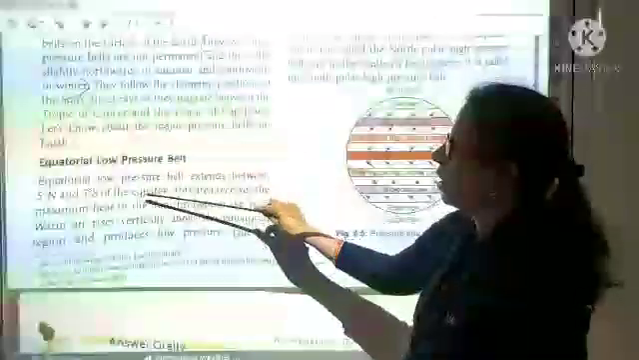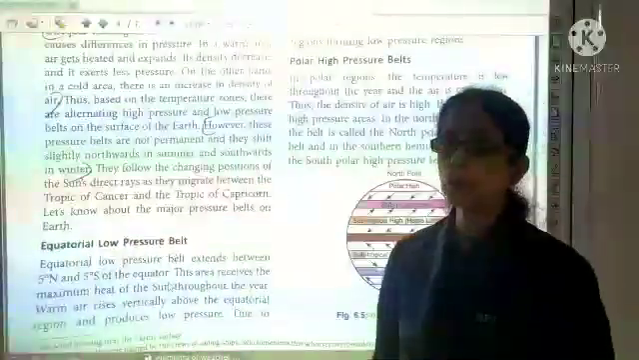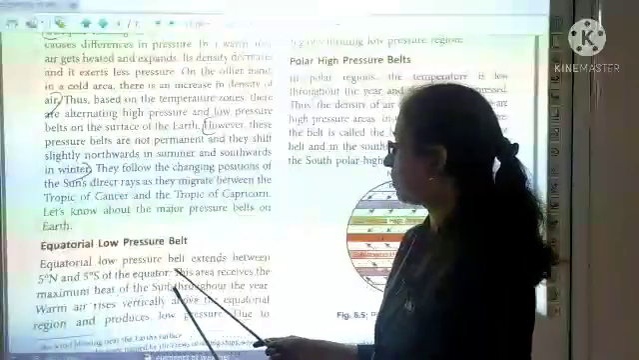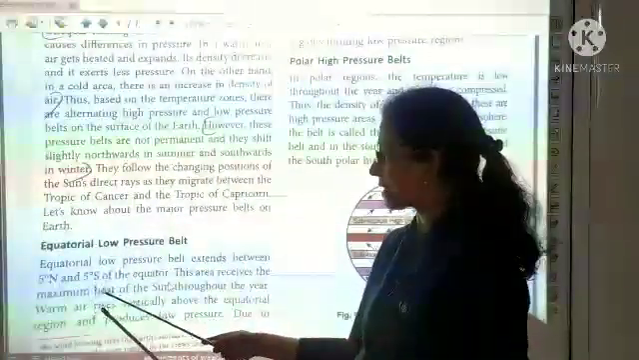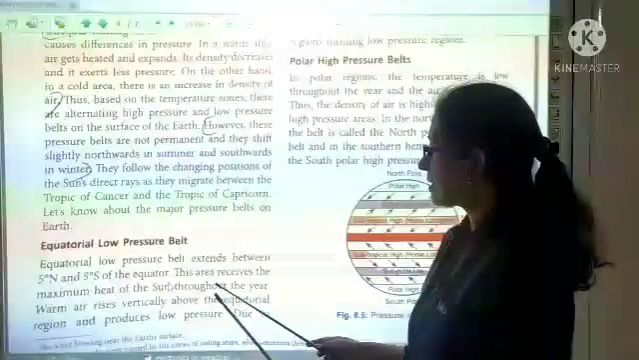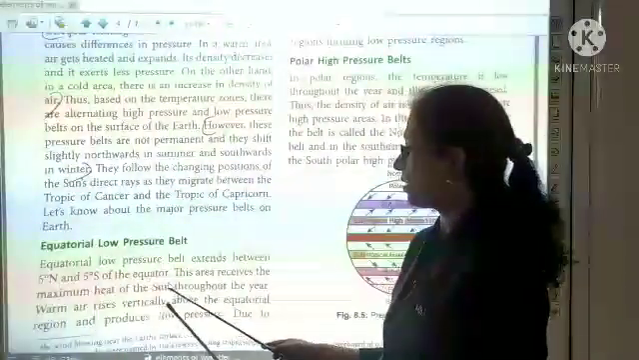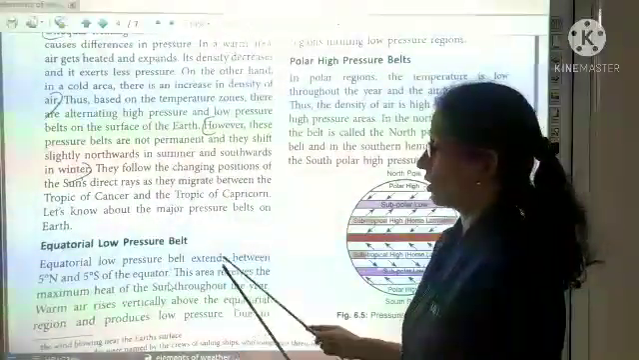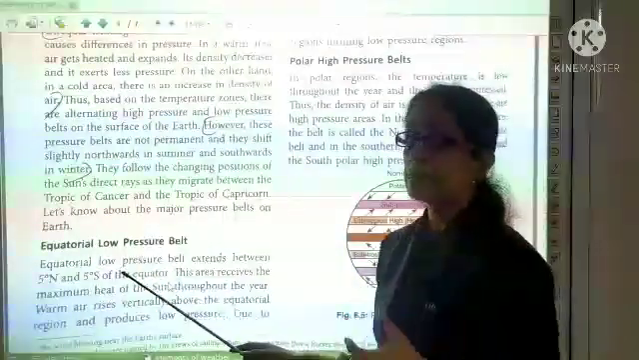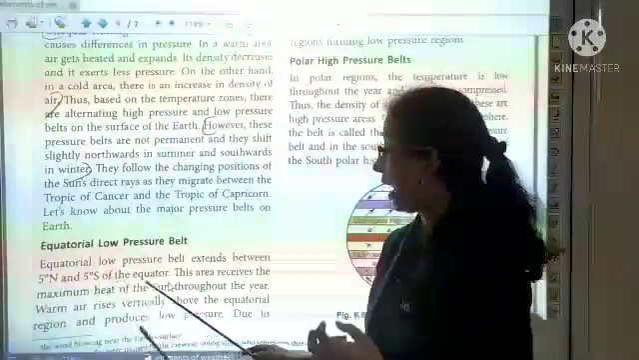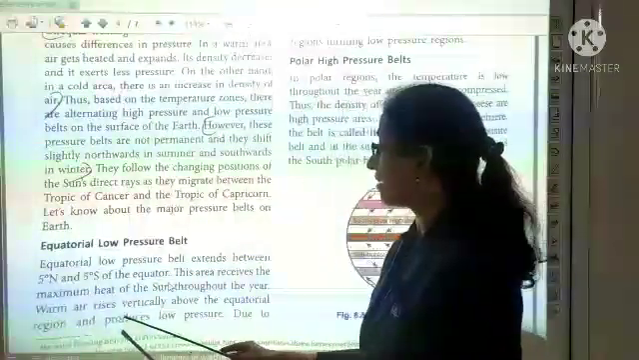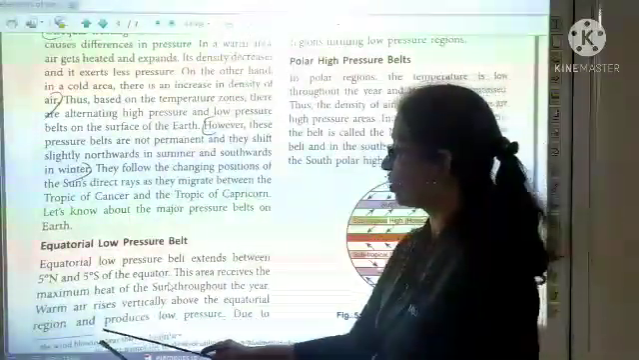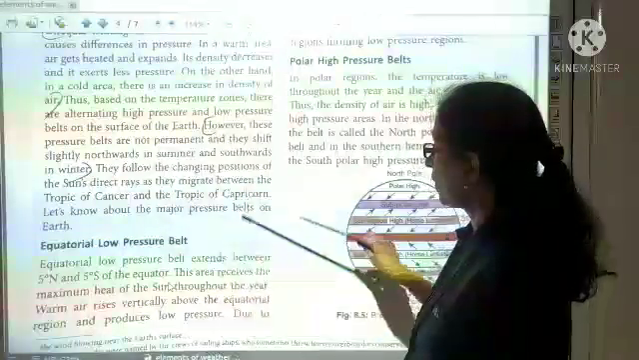Now, equatorial low pressure belt. Now, what is equatorial low pressure belt? Equatorial low pressure belt extends between 5 degree north and 5 degree south of the equator. This area receives the maximum heat of the sun throughout the year. ये जो area है वहाँ पर maximum sun की heat जाती है and पूरे साल वहाँ पर बहुत ज़्यादा गर्मी रहती है. Warm air rises vertically above the equatorial region and produces low pressure.